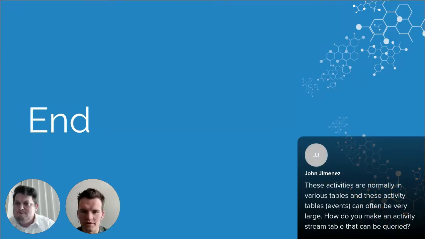Perfect. So the first one is from John Jimenez. These activity streams are normally in various tables, and these activity table events can often be very large. How do you make an activity stream table that can be queried? Union. I know that's a terrible answer, but it's really as simple as that. I built one of these from an Adobe Analytics data stream, a Marketo data stream, a video platform, and our product analytics, which are stored in Pendo. And it's as simple as renaming those primary keys to the same thing and unioning them together.